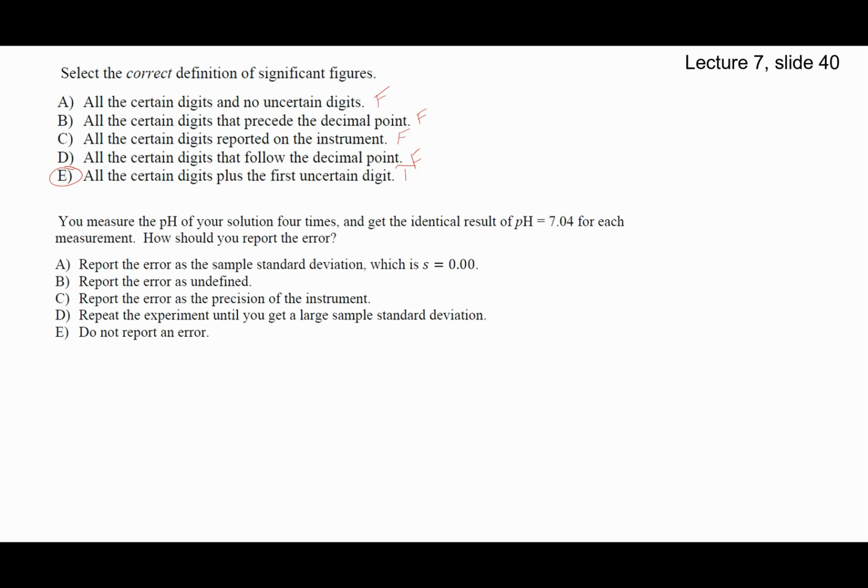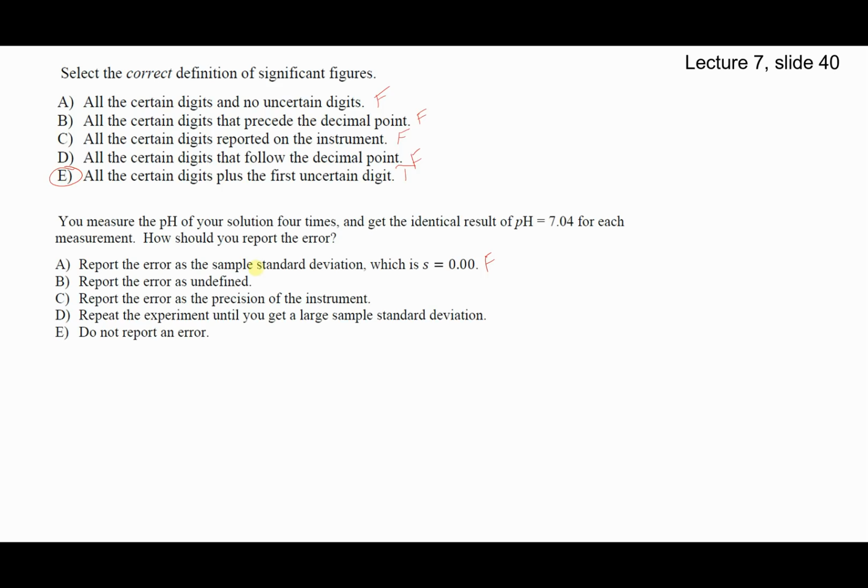You measure the pH of your solution 4 times and get the identical result, pH equals 7.04 for each measurement. How should you report the error? Well, remember, this goes to rule 3, right? Is our standard deviation smaller than our instrument error? You know, does this make sense? Can we have a 0 error? Okay, A, report the error as the sample standard deviation, which is 0. We already know, totally false, not correct.